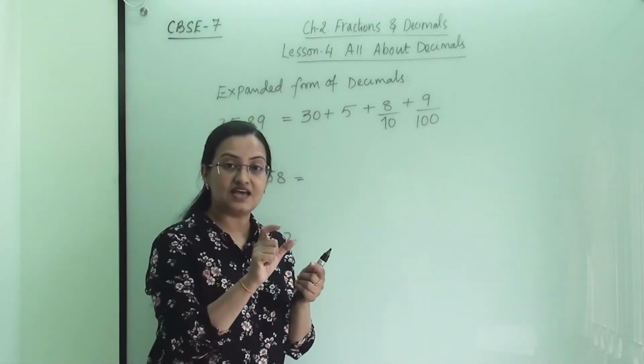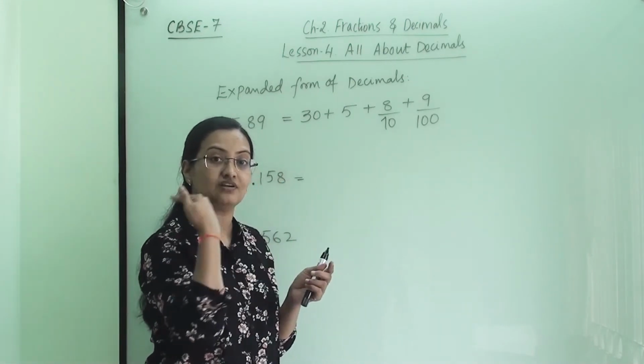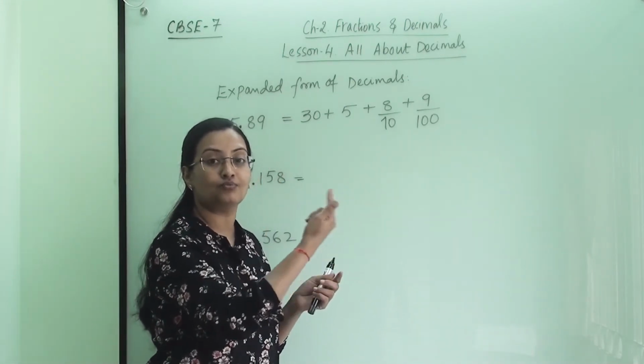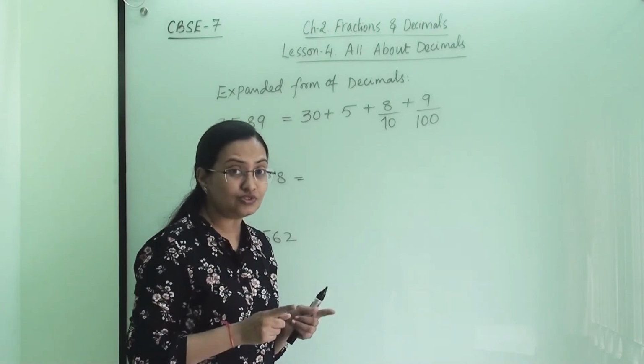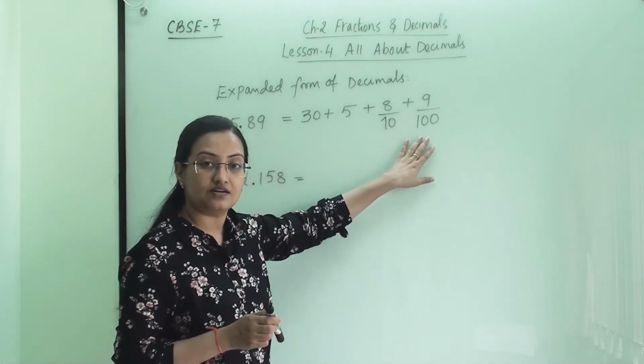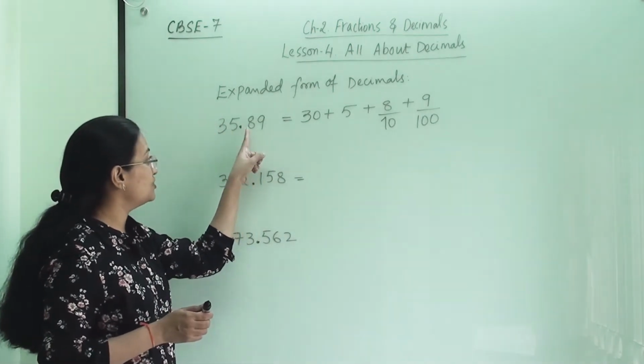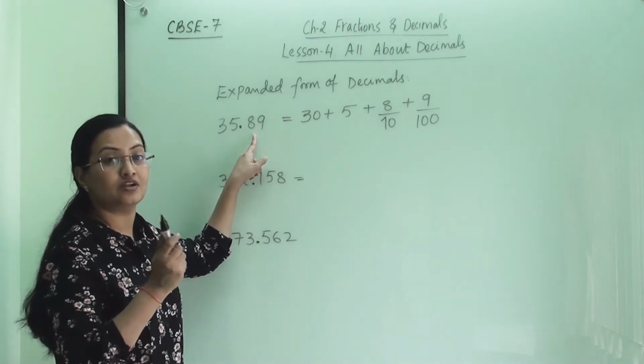When a number is there and you are putting a decimal point, you have to count from the right side, from the ones place. And in the expanded form, when you are writing the tens and hundreds in the denominator, at that time you have to check which number is first after the decimal point.